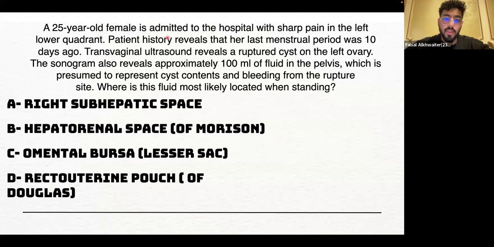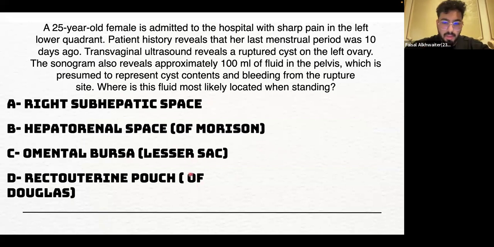A 25-year-old female is admitted to the hospital with sharp pain in the left lower quadrant. Patient history reveals that her last menstrual period was 10 days ago. Transvaginal ultrasound reveals a ruptured cyst on the left ovary. The sonogram also reveals approximately 100 ml of fluid in the pelvis, which is presumed to represent cyst contents and bleeding from the rupture site. Where is the fluid most likely located when standing? D.